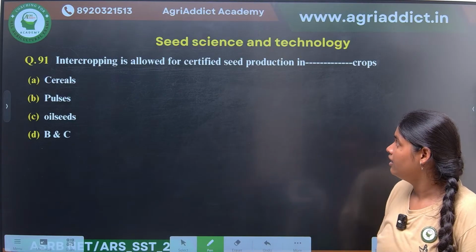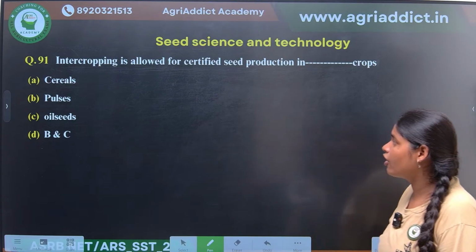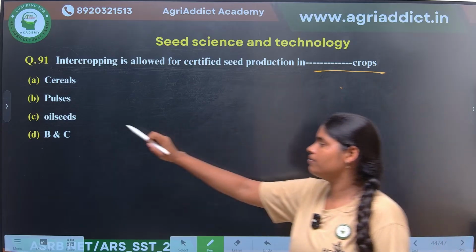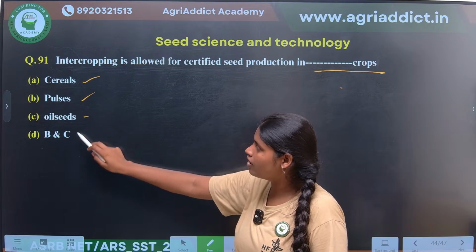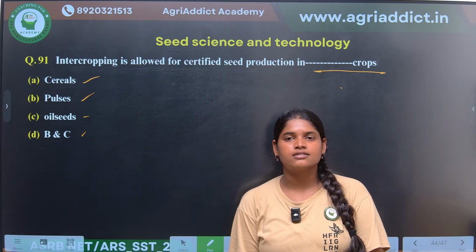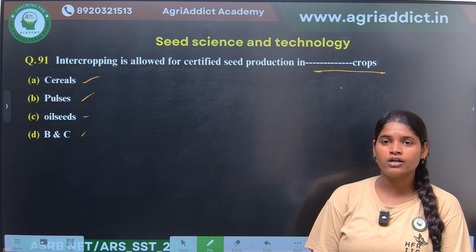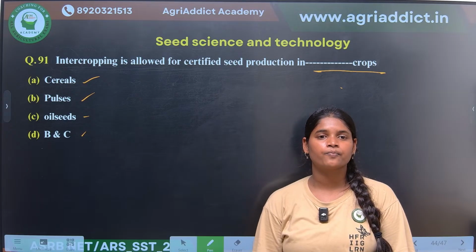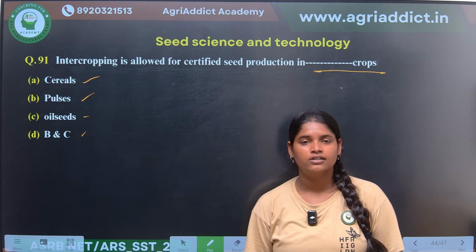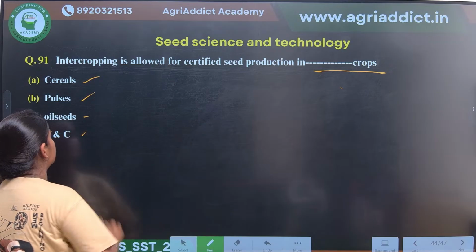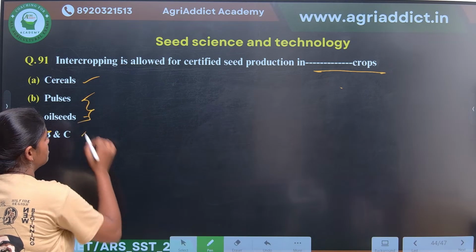And the next question is, intercropping is allowed for certified seed production in which crops? Options are cereals, pulses, oil seeds, both B and C. Answer this. Okay. It is both B and C, that is pulses and oil seeds.